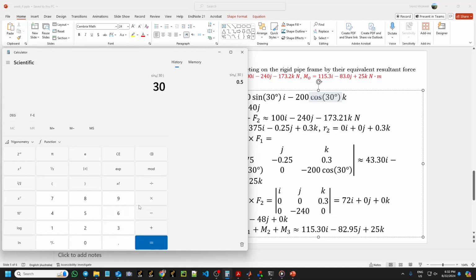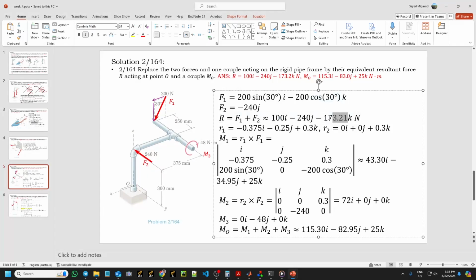Let me just do it again. So this is 30. I just type cosine 30 times 200. You see, it will be 173.21. And negative 240 J will be this one. So this is the R. It should be in bold font.